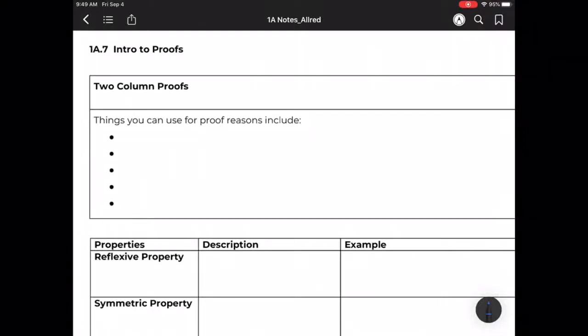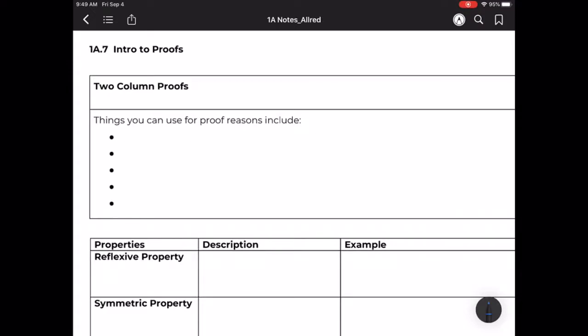In this video, lesson 1A.7, we're going to be talking about an introduction to proofs. So we're going to explain what a proof is first. In geometry, we often work on problems where we have to not only solve a problem, but we have to kind of give a description of why we get to the answer that we get, or why something is the way it is. And that's a proof.